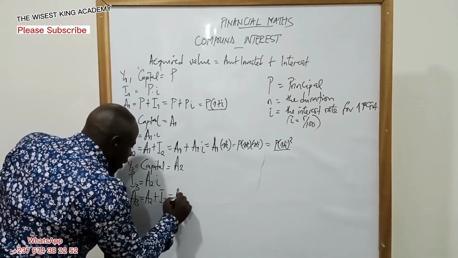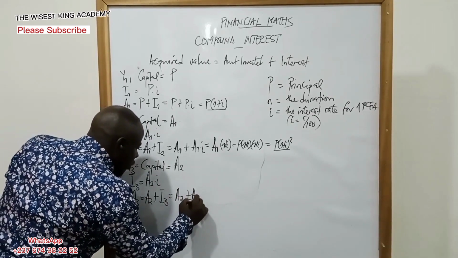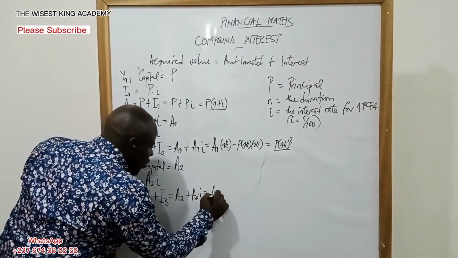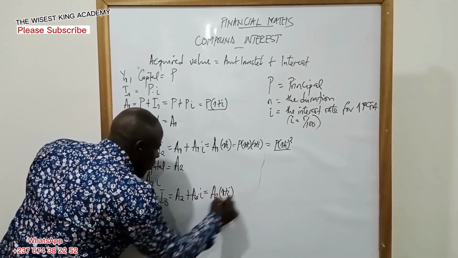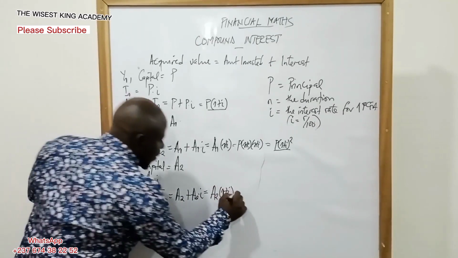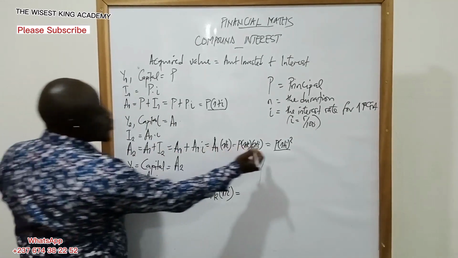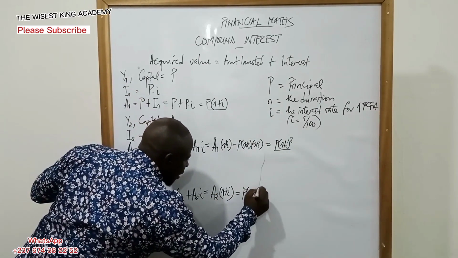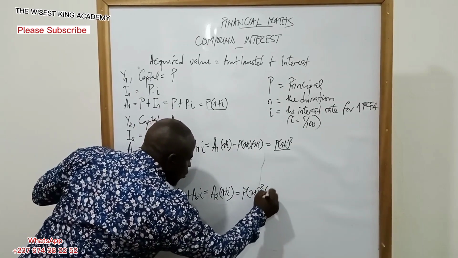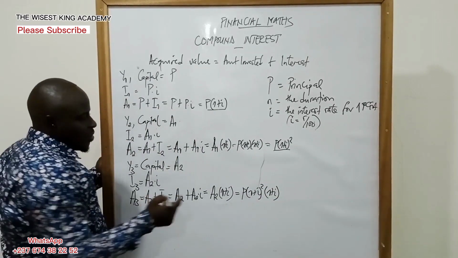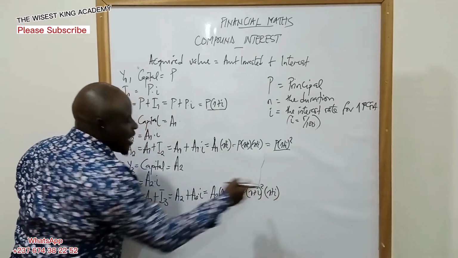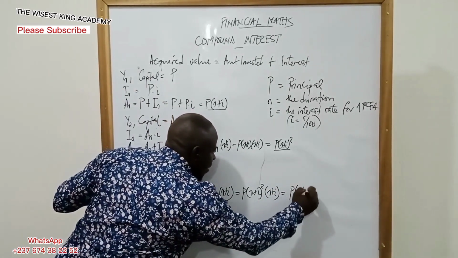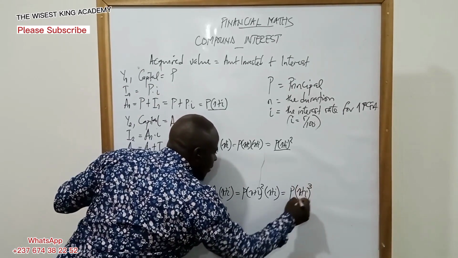So we are going to have A2 plus A2 times I. A2 is common, so we can bring it out. So we have A2 into 1 plus I. But A2 is equal to P into 1 plus I squared. So I write P into 1 plus I squared times 1 plus I. 1 plus I squared times 1 plus I is 1 plus I cubed. So this is going to be equal to P into 1 plus I raised to the power 3.